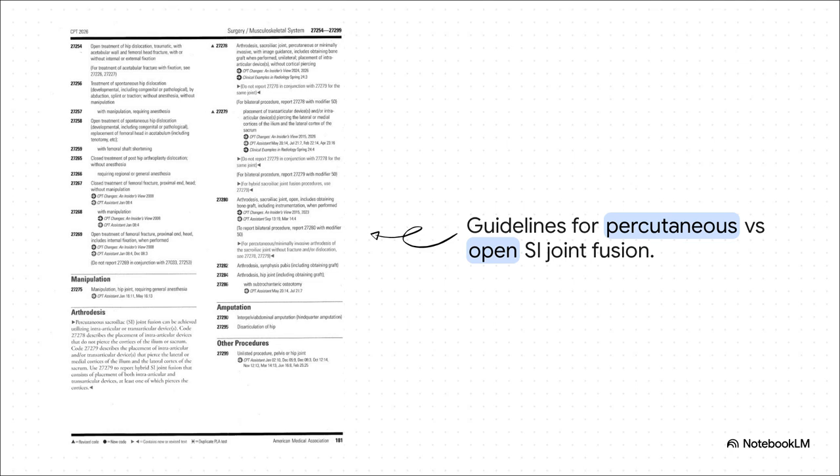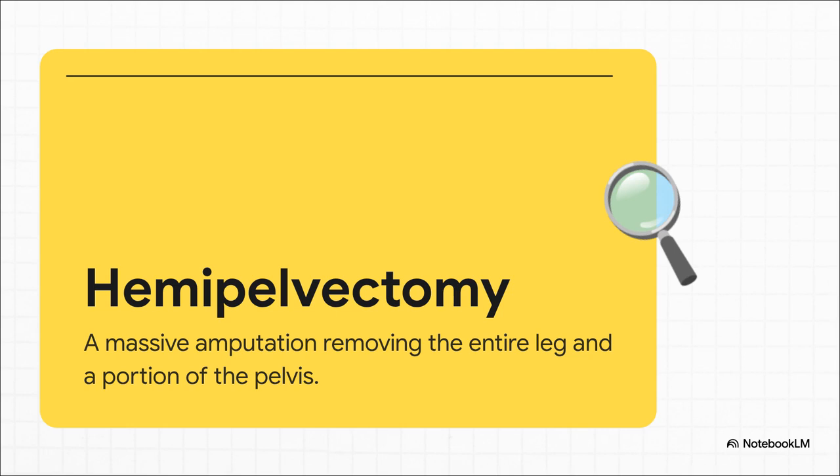Our manual outlines some highly specific guidelines here. For codes 27278 to 27280, there's a strict distinction between placing fusion devices percutaneously, meaning minimally invasive, right through the skin with image guidance, versus a traditional open joint fusion, where a large incision is made to physically pack in bone grafts. Then we have code 27290, the hemipelvectomy.